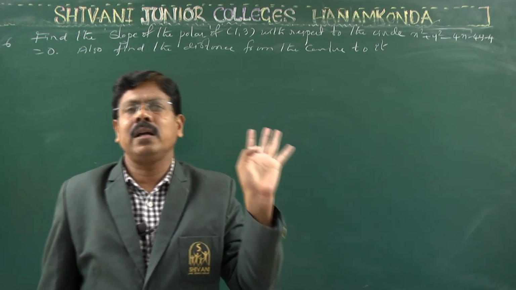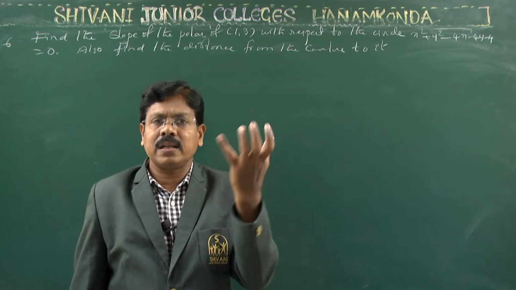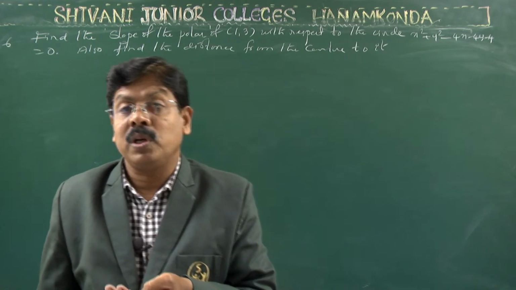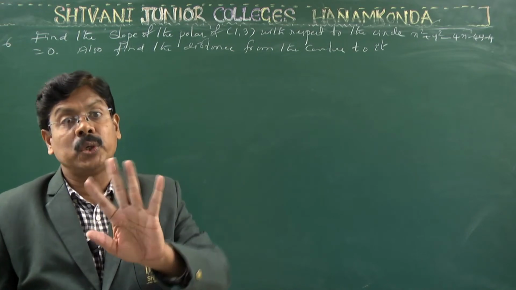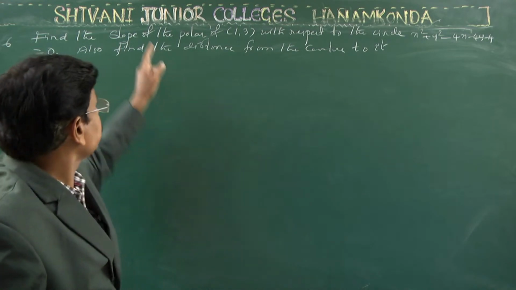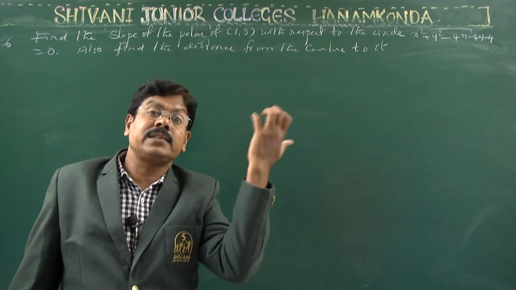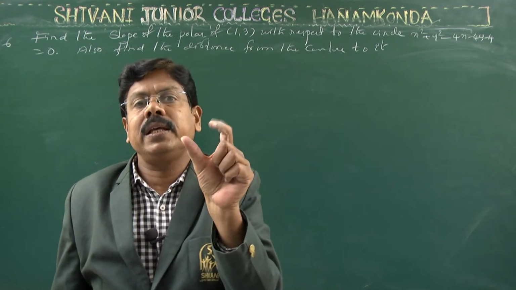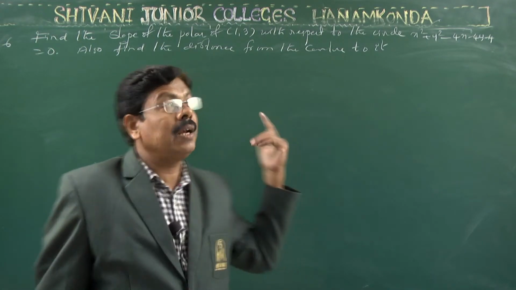Like chord of contact, like polar and pole, and conjugate points. These are the concepts. What about the polar of the point? Polar of P(x1, y1) with respect to a circle is nothing but S1 = 0. Okay, you know that equation of the polar. Then what about the slope? You already know the slope from straight lines, a concept that comes back again. Slope of the line is minus a by b, that is minus coefficient of x by coefficient of y.